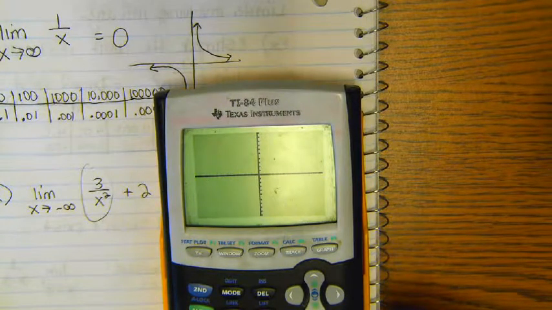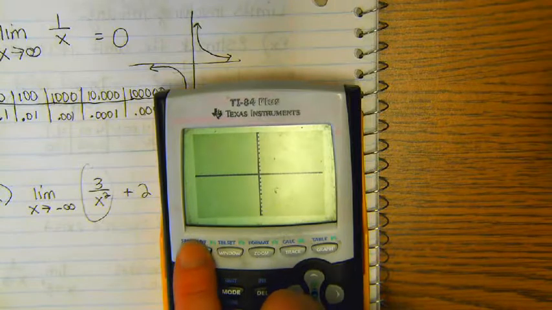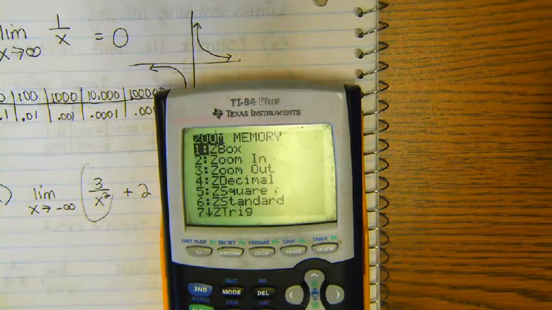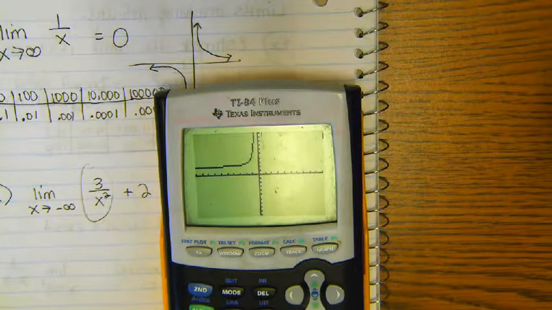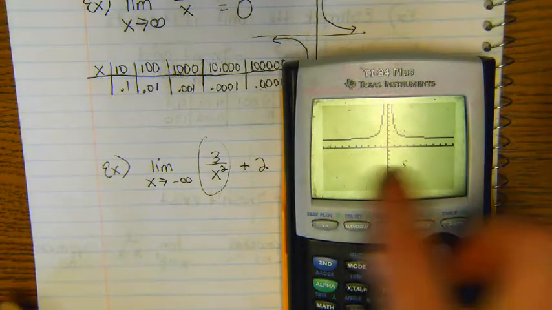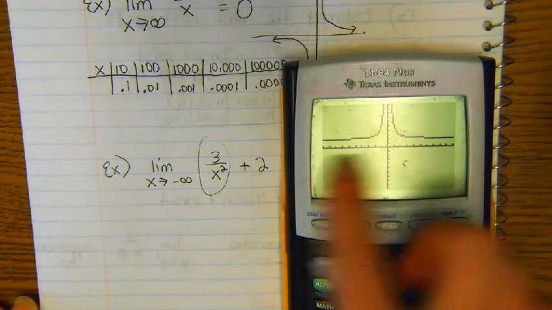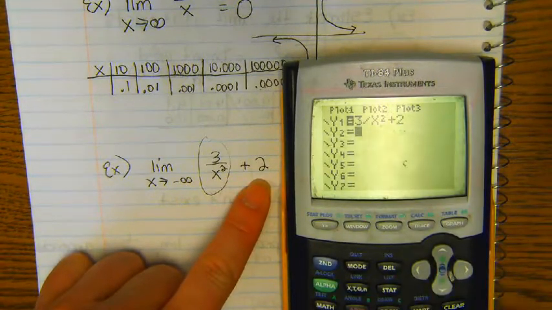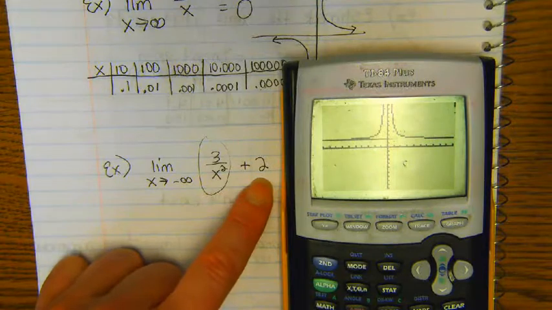What did I do? I think I just had my window. All right, now over. I just did Zoom 6, the standard window. So I'm going to just, for the heck of it, put in a line at 2 just to confirm that it is approaching that line.